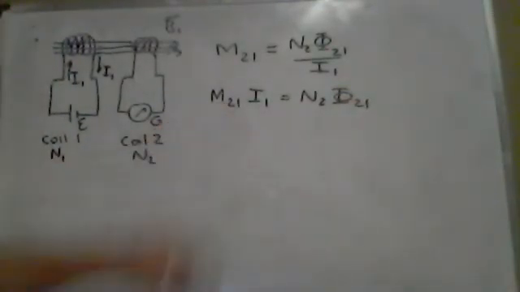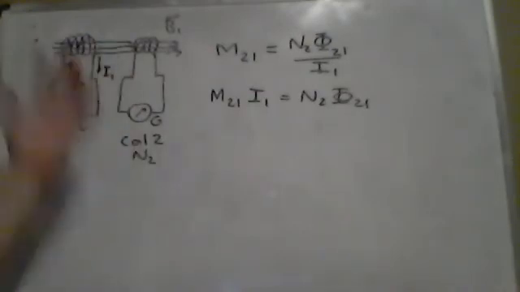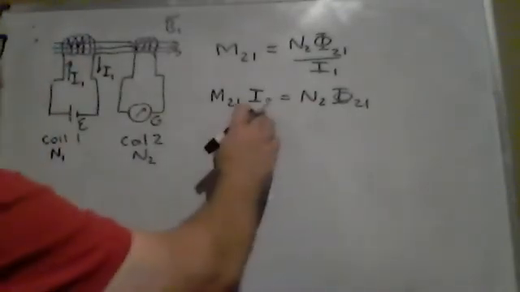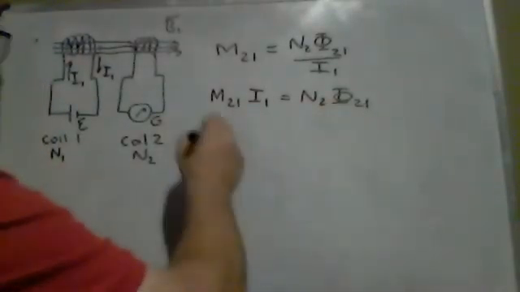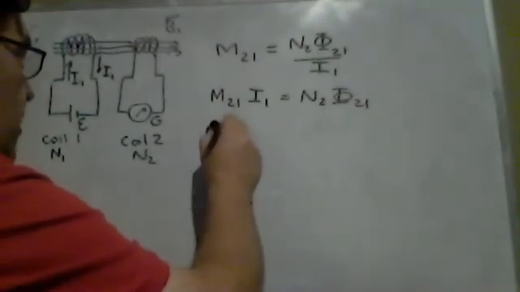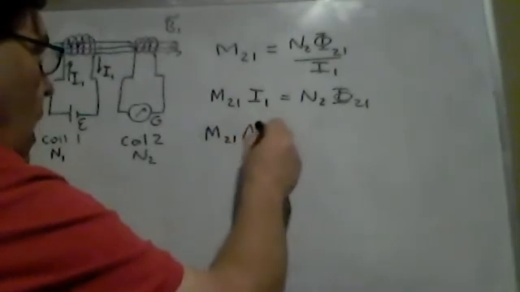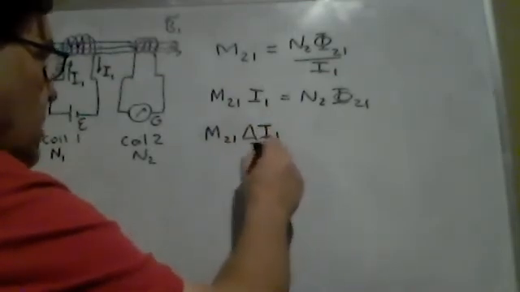Well, M21 is a property of this arrangement, the mutual inductance. And N2, again, is a constant. That's the number of coils in wire 2. So they're not going to participate in time rate of change. The only variables that will participate in time rate of change are I and phi. So applying a time rate of change operation, I get M21 delta I1 with respect to t.